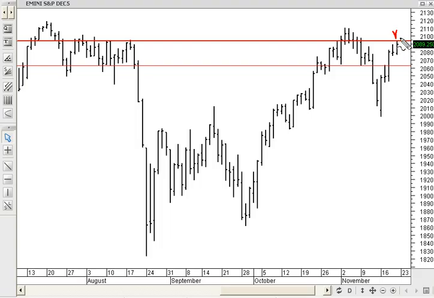So this looks to me as though we have obviously resistance here. If we see price printing time above this level, that would be an indication of real strength. Price back below 2063 would indicate weakness. So we'll continue to monitor how the E-mini performs and prints relative to these two levels going into next week.